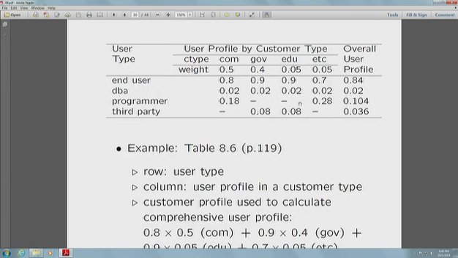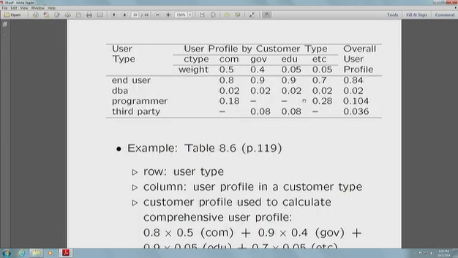Okay, and so in the educational institutions, for example, we don't really have our own internal development team to do our own things, so we contract out something. So we can come up with those different types of user profiles for individual customer types. Okay, so what we need to do in the next step is to come up with the so-called consolidated or comprehensive user profile.